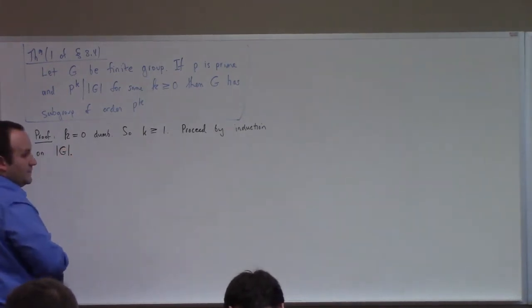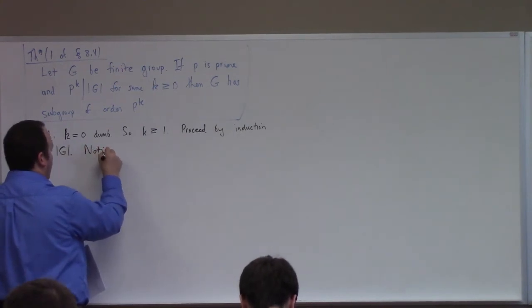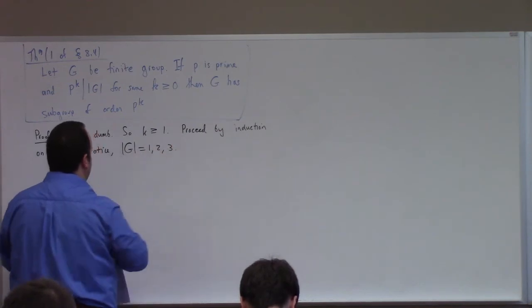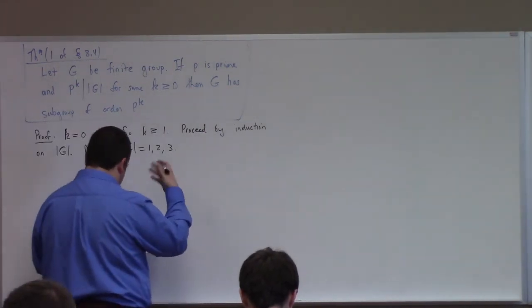So the first few cases, think about the order of G equal to 1, 2, or 3. Is this theorem true for those cases? For the trivial group, it has nothing to do really. For 2, you have an element of order 2. So you can check that for these small orders, this theorem is true. So we'll proceed by induction then.